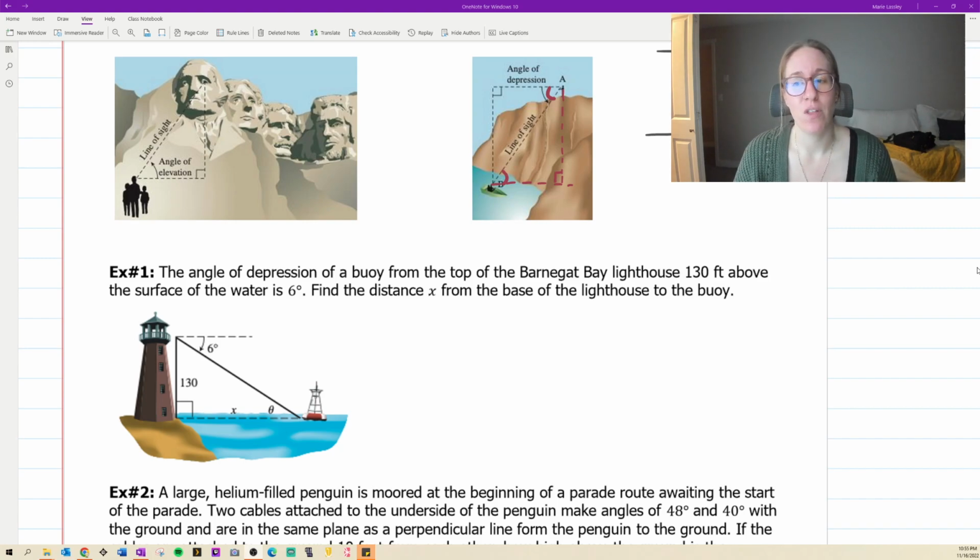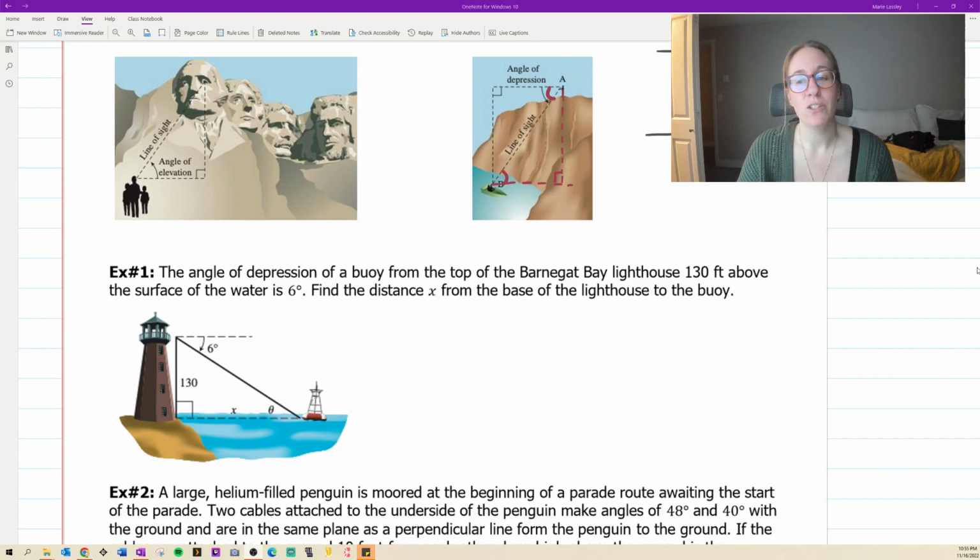130 feet above the surface of the water is 6 degrees. All right, so this is actually giving you a picture, so it's even super easier. It wants us to find the distance x from the base of the lighthouse to the buoy. We know that the lighthouse is 130 feet. We're trying to find this x distance in the water.